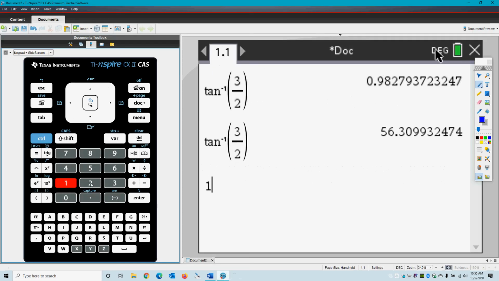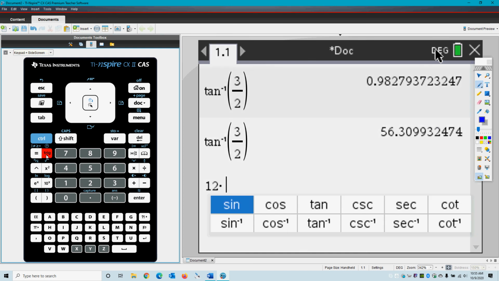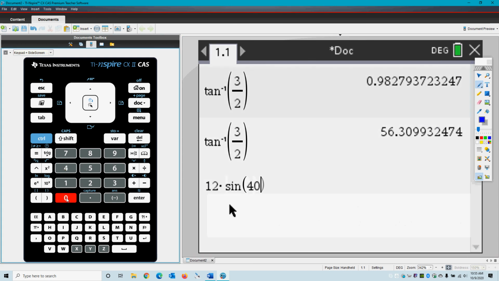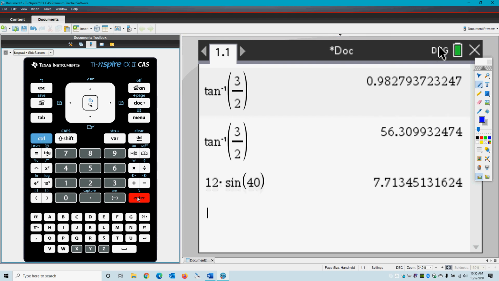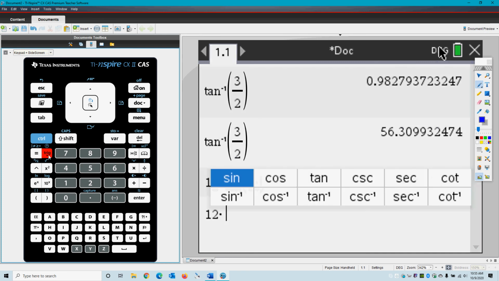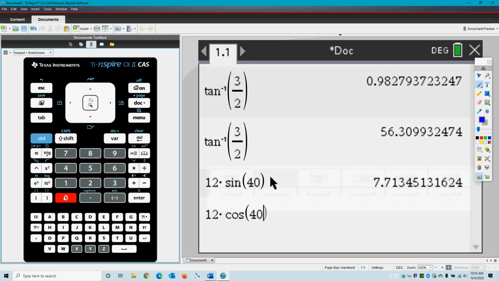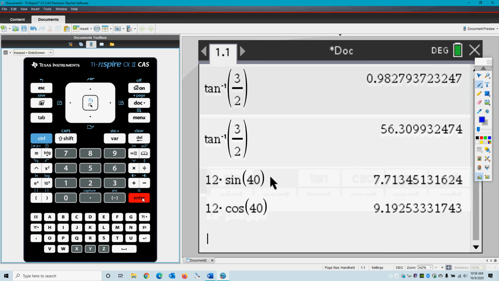So we have 12 times the sine of 40 degrees. Okay, so make sure that the calculator is in the correct mode. If you're plugging in degrees, it should be in degree mode. If you're plugging in radians, it should be in radian mode. So we get an approximate answer there. And 12 times the cosine of 40 degrees. Okay, so each of those are the side lengths, which 2 decimal places is fine.